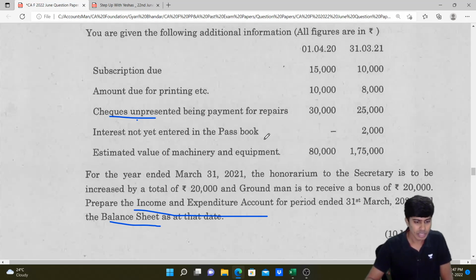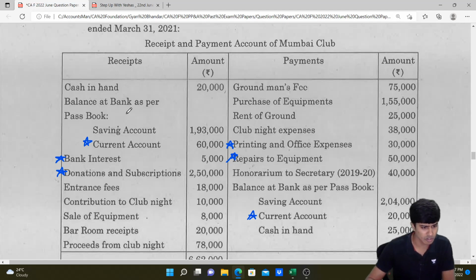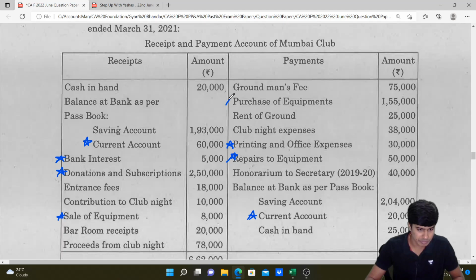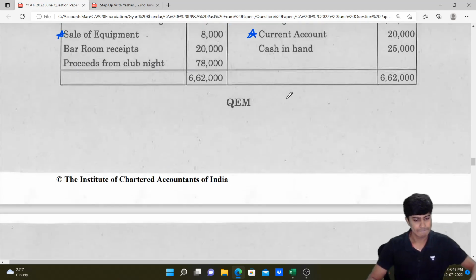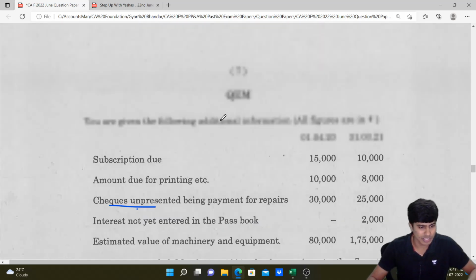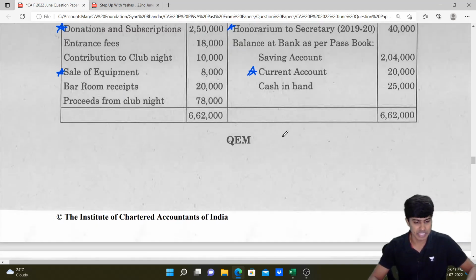Then what else do we have? Machinery account. They have given opening and closing, so we'll open one small machinery account. Here do we have any purchase or sale of machine? Yes, sale of equipment. Do we have any purchase of equipment here? Yes, purchase of equipment is there for this as well. Got that? Cool. Honorarium to secretary also has some adjustment. We'll see what the adjustment is later. I'm just marking the items which have adjustments.